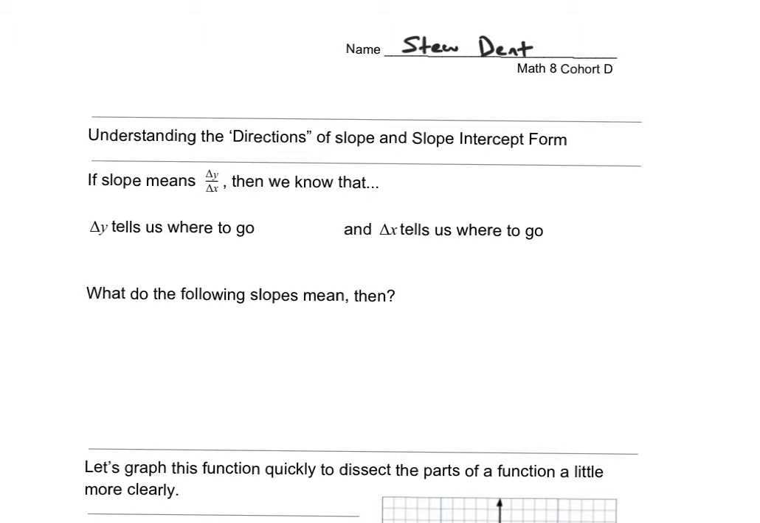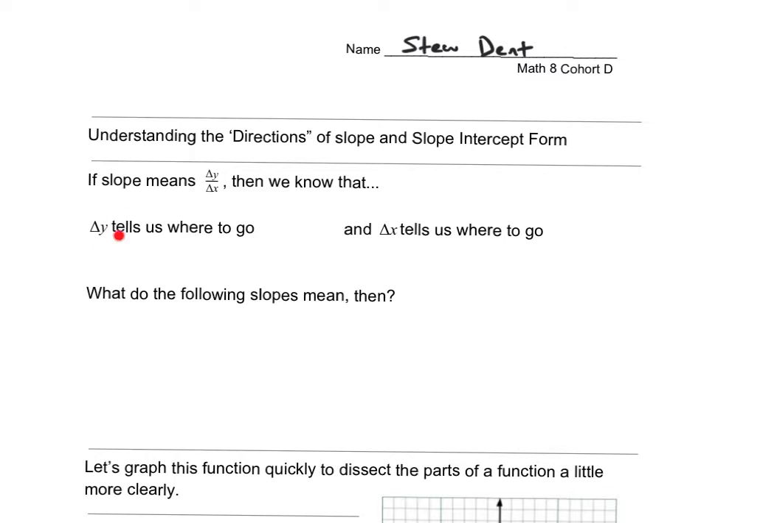Hey, I wanted to start out today by making sure that we understand the directions of slope. In other words, what does slope mean? If we see a slope, being able to tell how it can help us get from one point to another when we're graphing a linear function. Remember that slope means change in y over change in x.